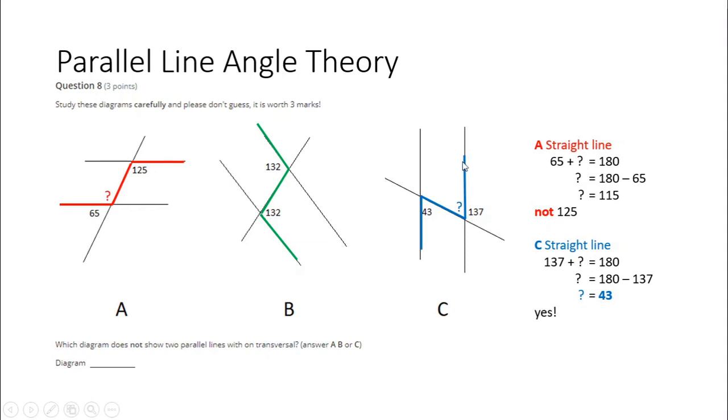So which one does not follow the rules? Well, that was the first one we saw there. Diagram A is not a set of parallel lines with a transversal because this alternate angle or this Z pattern doesn't fit the rule.